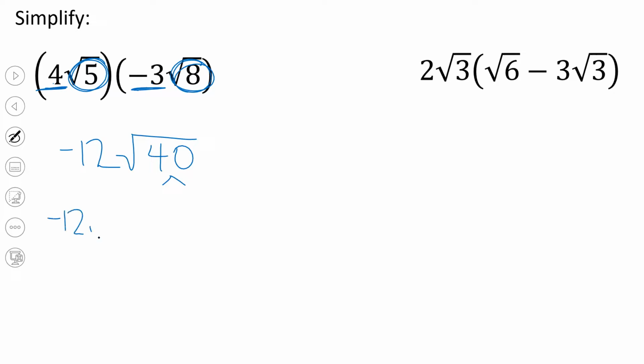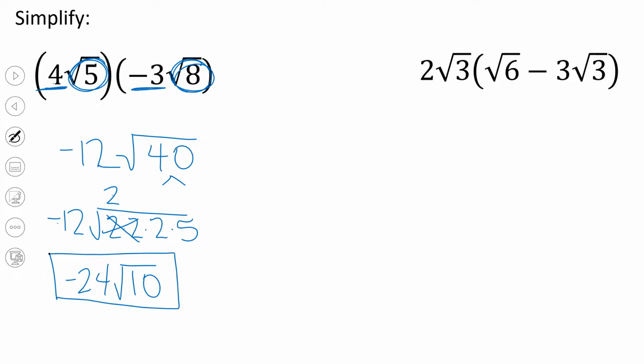So when I break 40 down, I have 2 times 2 times 2 times 5. What am I looking for? Groups of 2. So I can take a 2 out. And then outside 2 times -12 is -24. And what's left inside? 10.